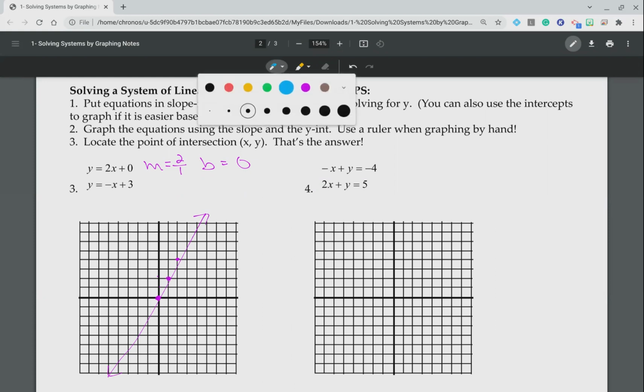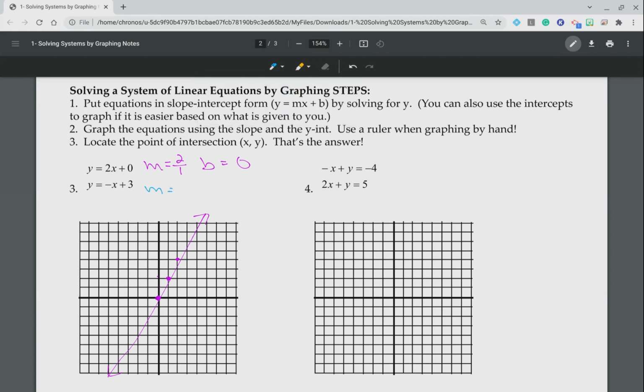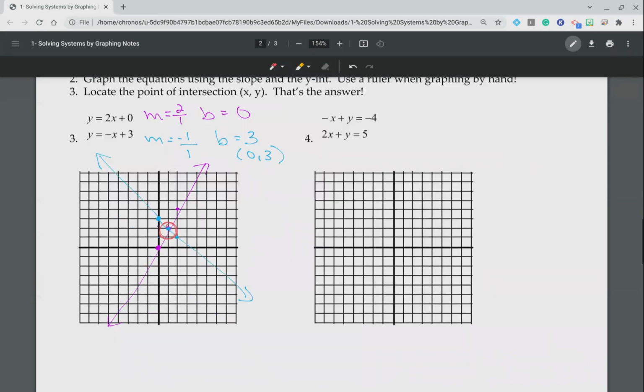Now let's graph the second one. My slope is -1/1, and my b is 3. Remember, b is your y-intercept, so that's going to be the point 0, 3. I make a point, then I go down 1/1, down 1/1, and draw my line. Our solution is going to be where they intersect. So this point right here is going to be our solution.